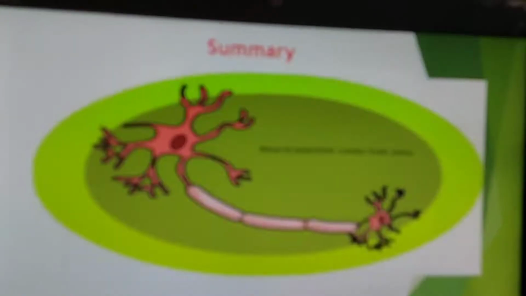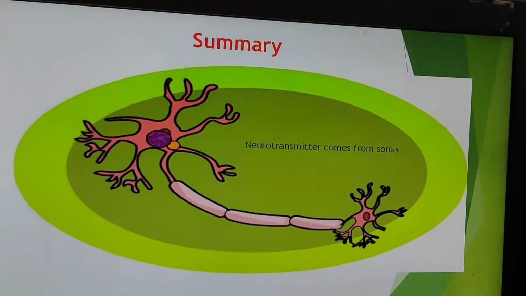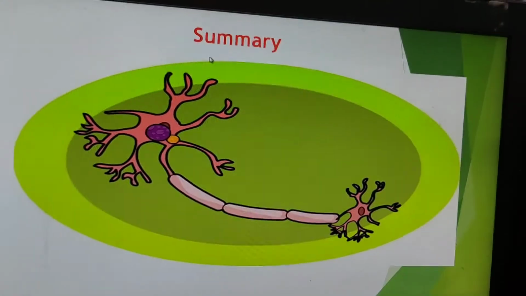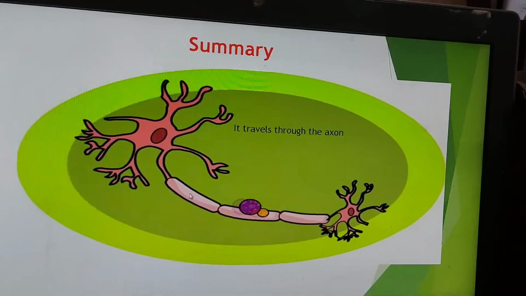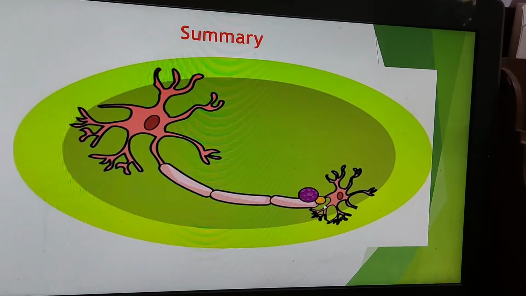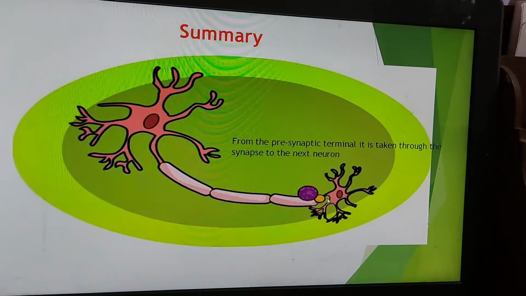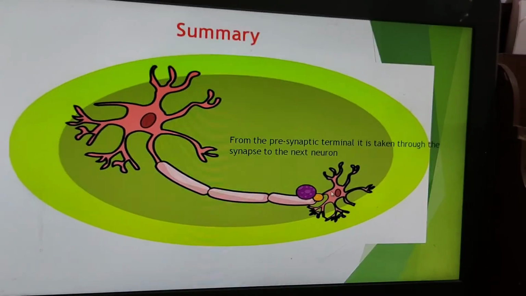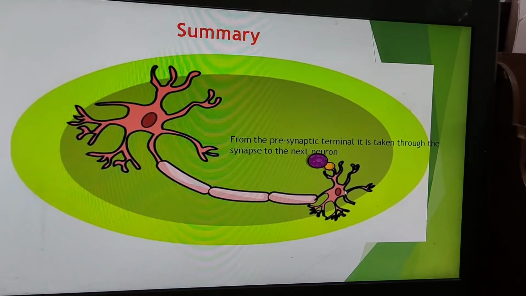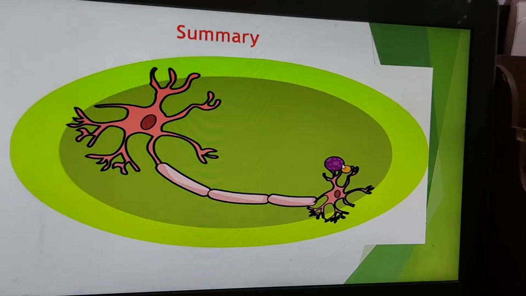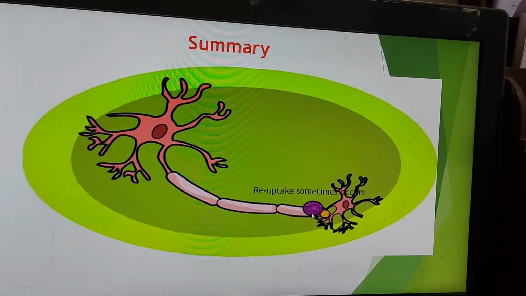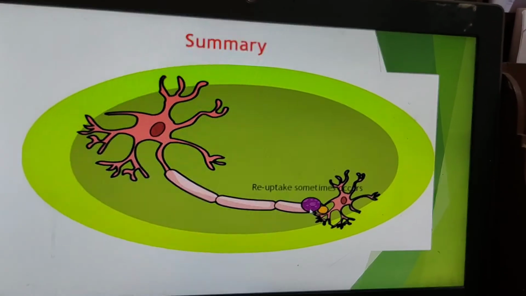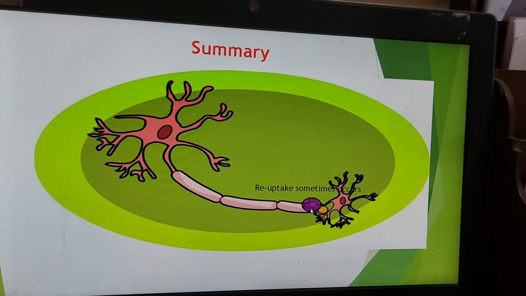To summarize, neurotransmitters come from the soma, get secreted and released, and travel through the axon, and from the presynaptic terminals they cross the synapse to the next neuron. And remember, sometimes reuptake happens. Not in all scenarios, but in some scenarios reuptake happens.